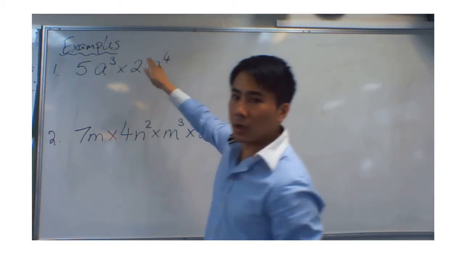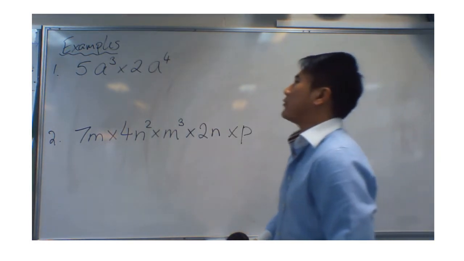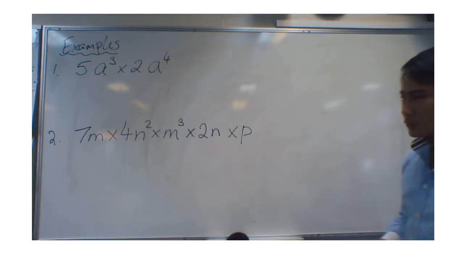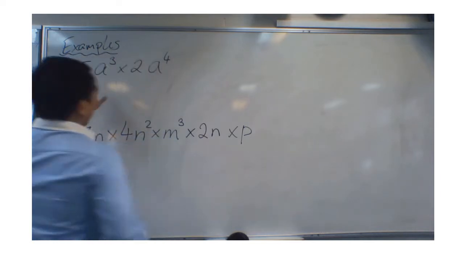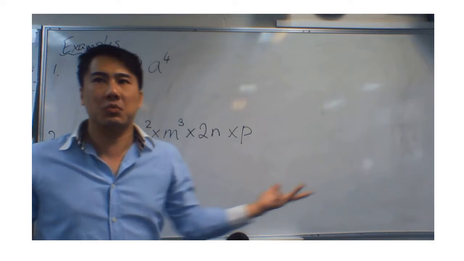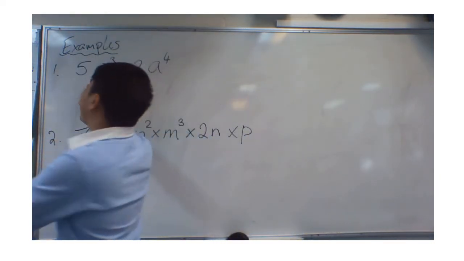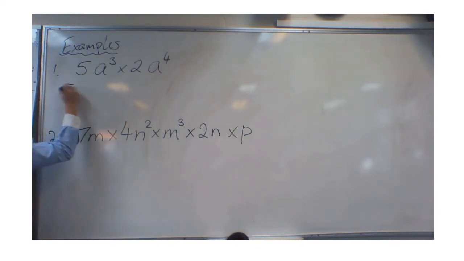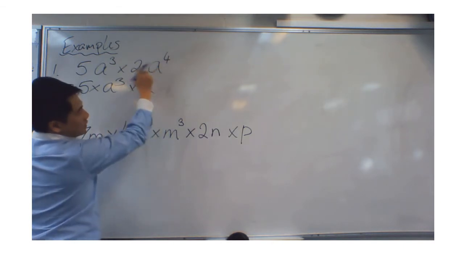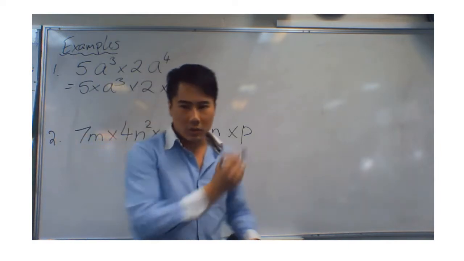Question 1, I want you to write down the question and then you're going to work through these with me. I've got 5a to the power of 3 times 2a to the power of 4. What does 5a to the power of 3 mean? What's implied? Implied meaning what's assumed? What do we know? 5a to the power of 3 means 5 times a to the power of 3. Right? Times 2. 2a to the power of 4 means 2 times a to the power of 4.